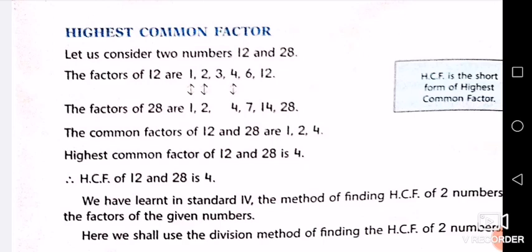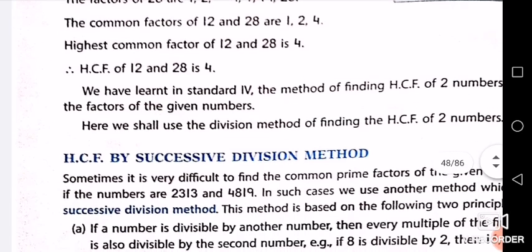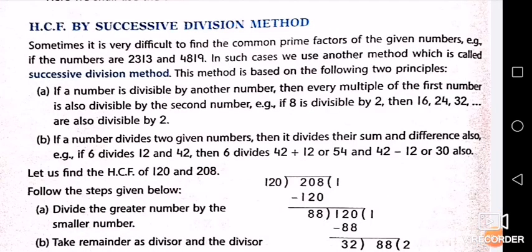Now what is given? We have learnt in standard 4 the method of finding HCF of two numbers by the factors of given numbers. Here we shall use the division method of finding HCF of two numbers. Now here we will learn how we will find HCF by the successive division method. Today we will see an introduction of this.